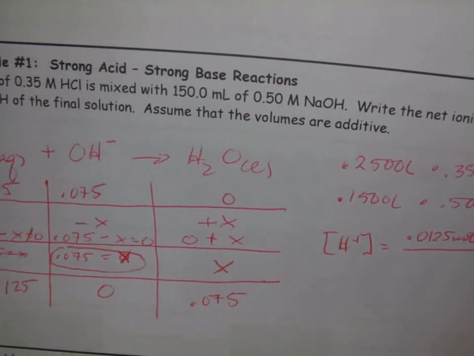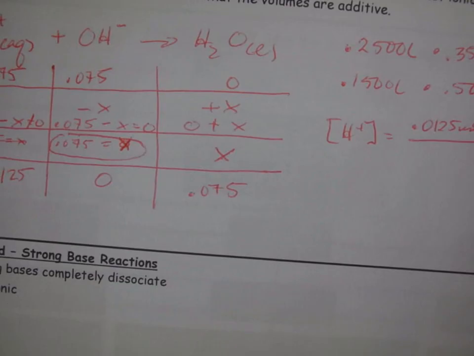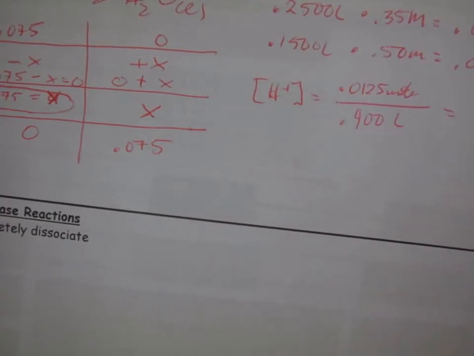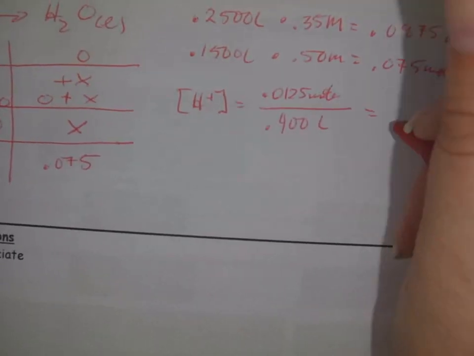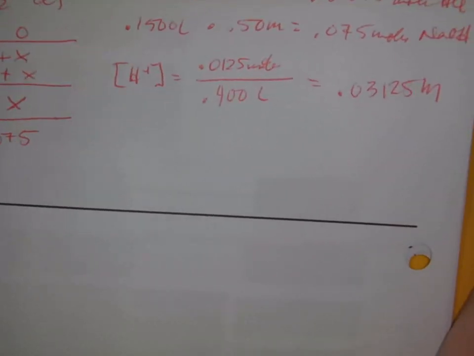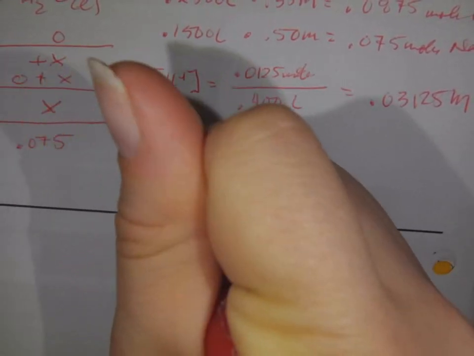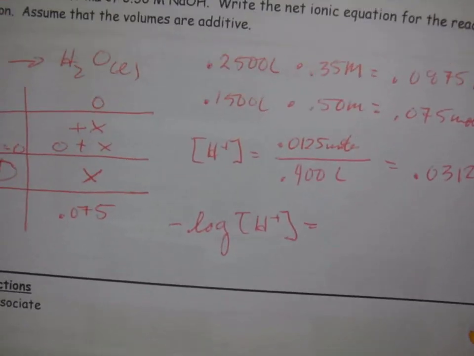And the volume was 250 milliliters plus 150. So like 250 plus 150. So we get 400 milliliters, which is 0.400 liters. Okay, I'm running this number. So our concentration is 0.03125 molarity. Okay. And then to get our pH, we would do the negative log of that concentration of H plus.